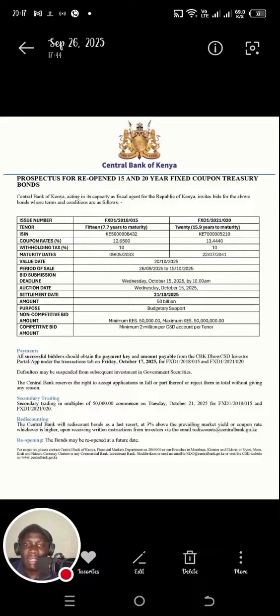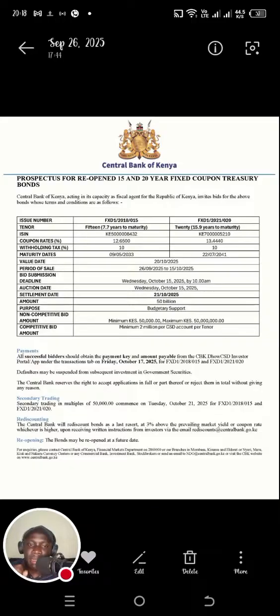Then the amount that the government is seeking is 50 billion for each of the bonds. The purpose is budgetary support. We prepared a budget that we could not fully fund, so the government has to borrow either way, whether domestically or externally. Non-competitive bidding and competitive bidding, I said I'm explaining that in a few, so hang around so that you can understand the difference between competitive bidding and non-competitive bidding. But you can see that for the non-competitive bidding, the minimum amount is 50,000 and the maximum is 50,000. For the competitive bidding, the minimum is 2 million.